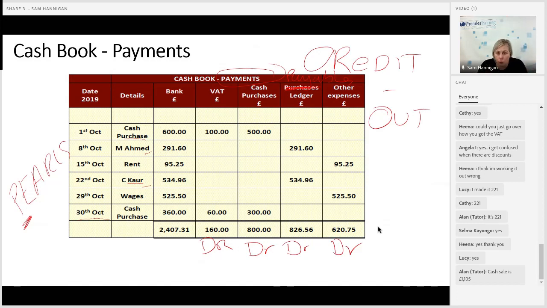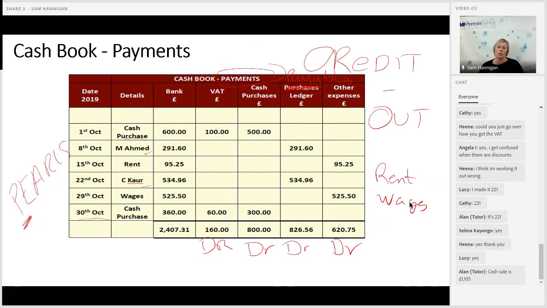Now, if you were doing computerized accounts, you wouldn't just have one account that says other expenses. You'd have one that says rent, one that says wages, there'd be rates, telephone, insurance, you name it. There's thousands of different accounts you can have, but they're all still expenses. So what you're learning manually, you would do the same on a computer. The only difference is that you're entering a transaction and it's automatically doing the double entry.